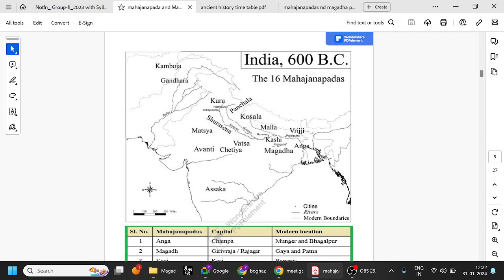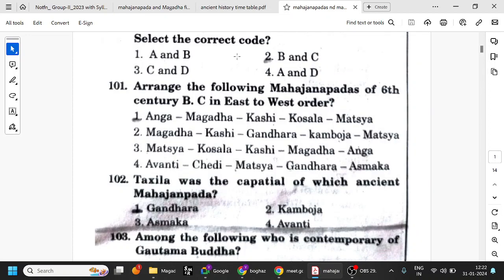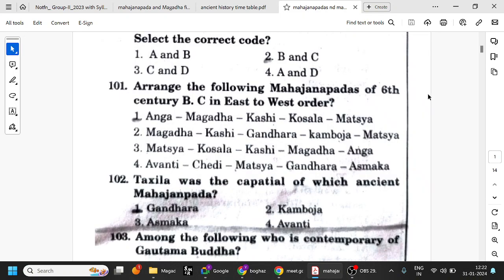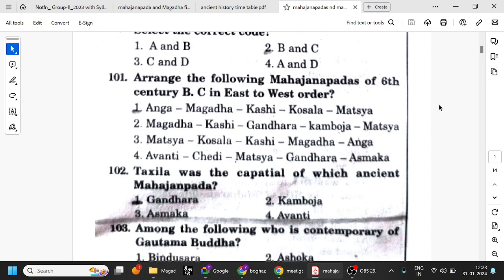If they say east to west, then Anga, next Magadha. If Vriji is given, then Vriji, Magadha, Kashi, Malla, Koshala, Vatsa, Avanti, Matsya, Gandhara, Kamboja. So that is from east to west. First comes Anga. Where is Matsya? Matsya is also relatively to the west. So that is also an important question.